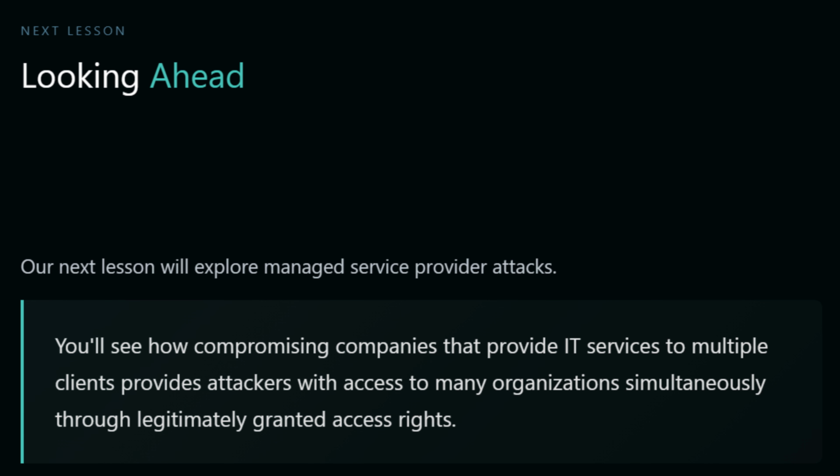In the next lesson, we'll discuss more about managed service provider attacks.